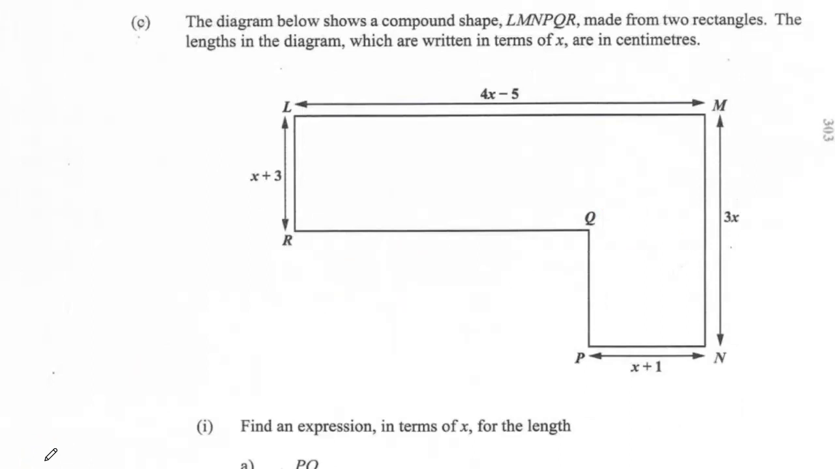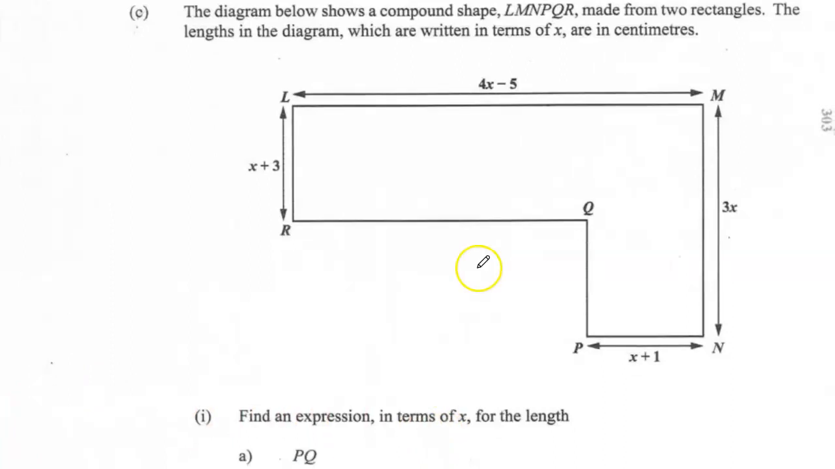The diagram below shows a compound shape, made from two rectangles. The lengths in the diagram are written in terms of x centimeters. Find an expression in terms of x for the length of PQ. So PQ is from here to here, right?